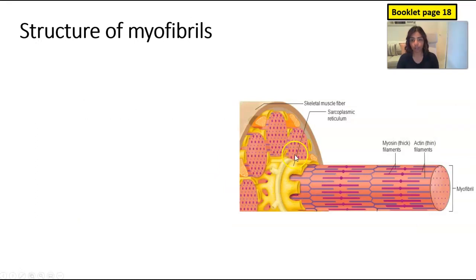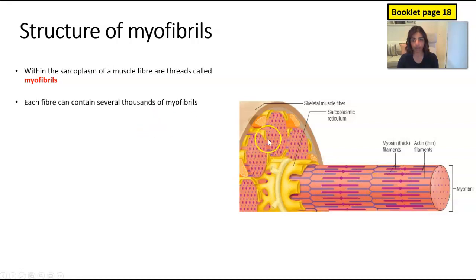Okay, so now that we've looked at muscle fibers, we're going to be looking at the myofibrils that make that up. So here again, this cartoon diagram is showing one muscle cell, and within that we can see 1, 2, 3, 4, 5 myofibrils.